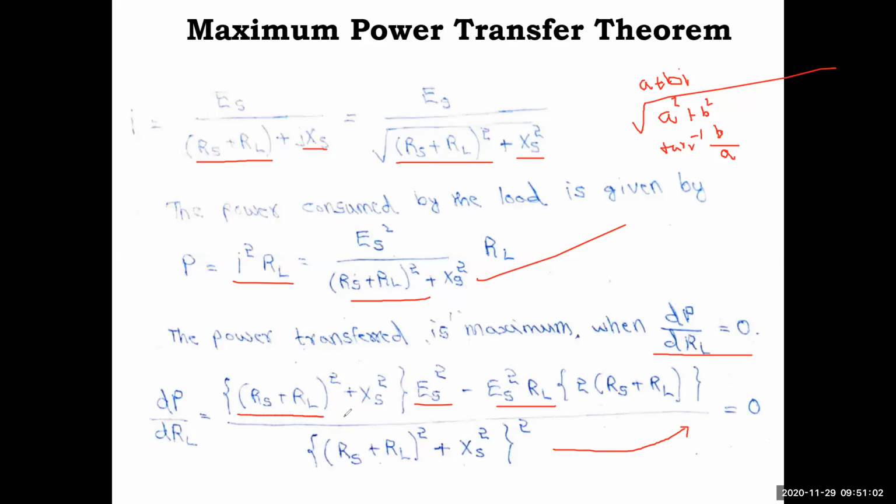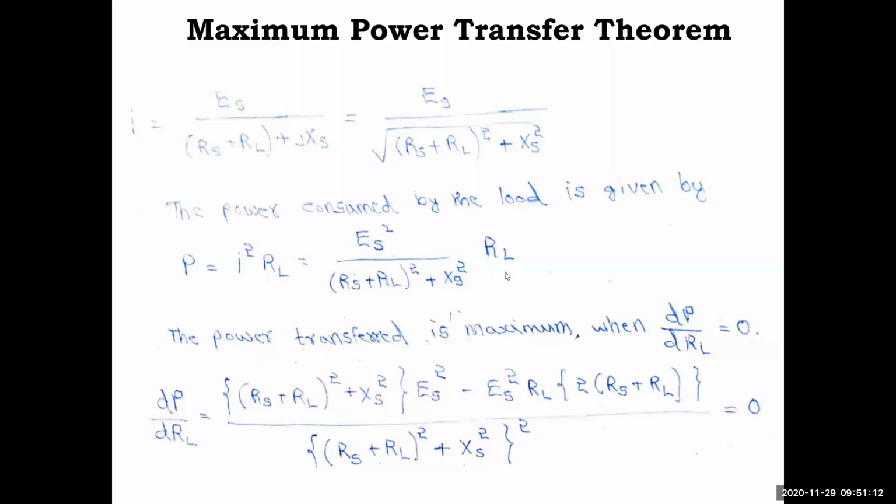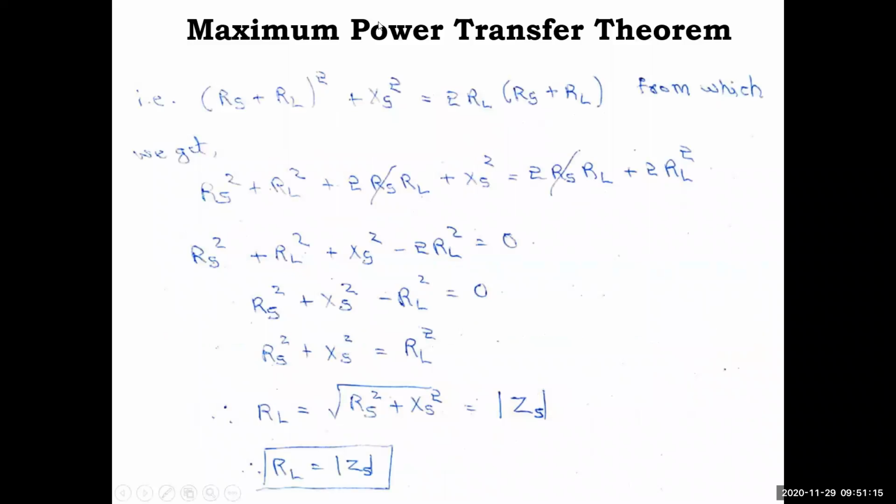So this is (RS + RL)² + X² and RL into 2(RS + RL). This only we will write, equate it to 0, and we'll solve it. Okay, so just note down this. Simple derivations in the same manner. So that is what I told you, (RS + RL)² + X².